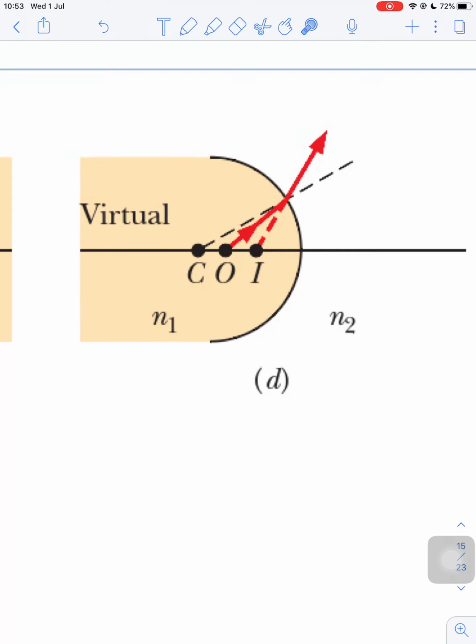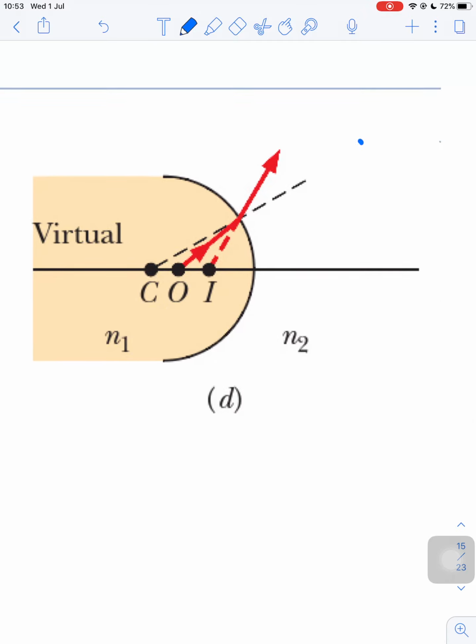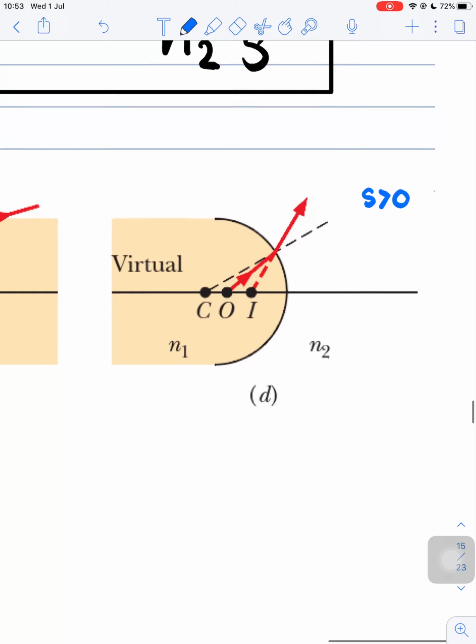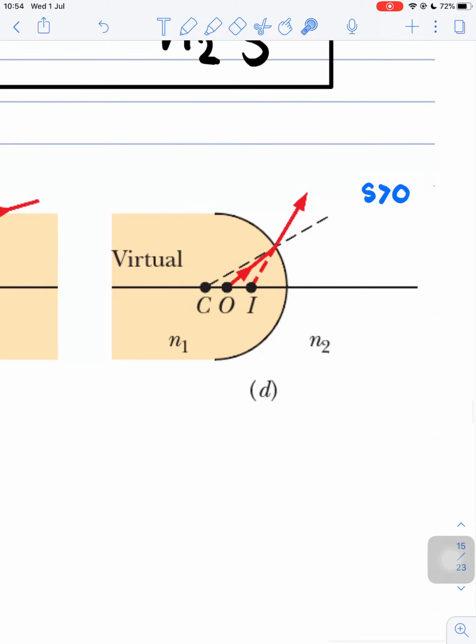Now, we have this interface, okay, medium N1 and medium N2. So you can see that the object is on the left hand side, and the incident ray is on the left hand side as well. So in this case, the S must be greater than 0. Now for the image, right? The image is from here.